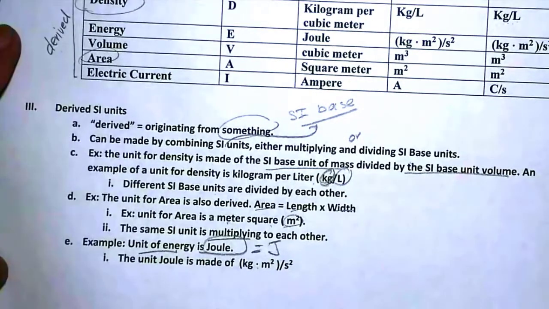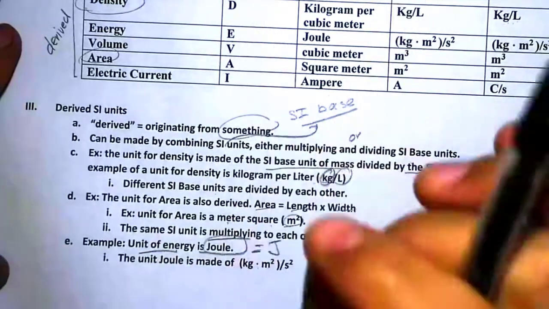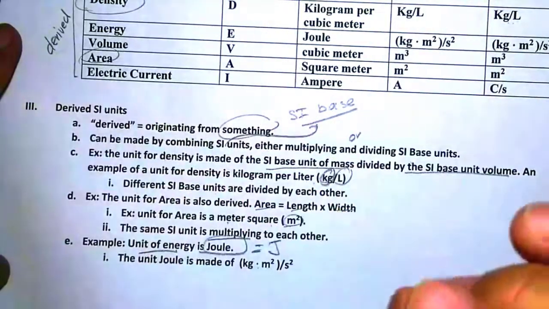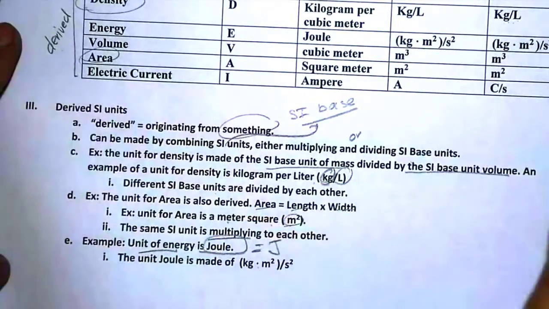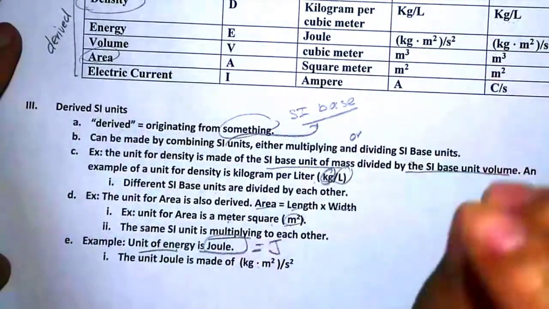By now, you should have a clear understanding of the function of the different SI base units and how they are used to make new derived units that are used to measure and quantify different physical quantities of matter.